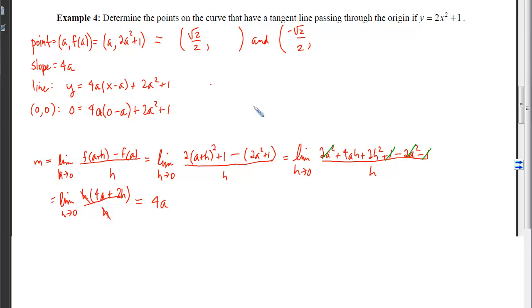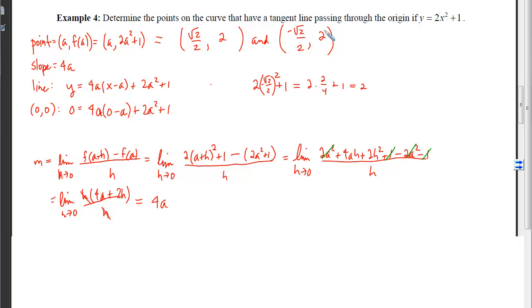To get the y-coordinate, since the goal was to determine the points, I need the y-coordinate that goes with it. I'll take this root 2 over 2 and plug it into the function. So if I plug in root 2 over 2 and I square it and then multiply by 2 and add 1, I'll end up with a 2 times a 2 over a 4 plus a 1. Well, this is going to simplify down to a regular 2. Notice that if I plug in the negative one, I'm going to get the exact same thing because I'm just going to square that negative.